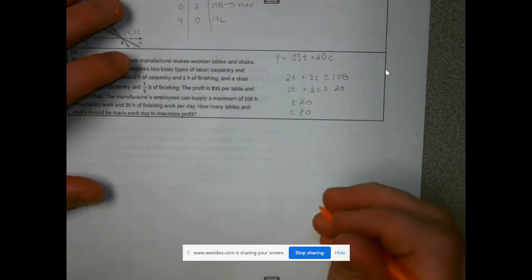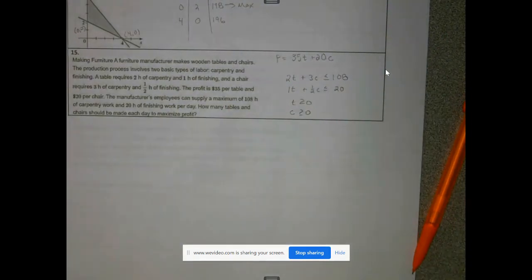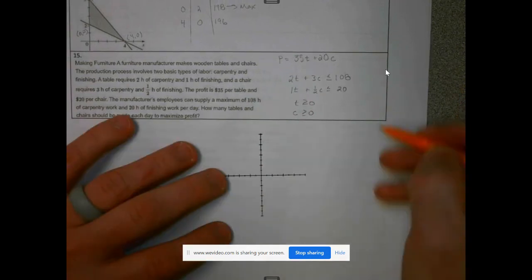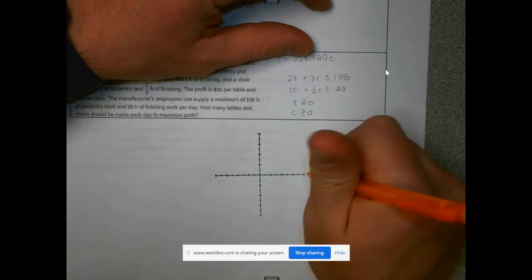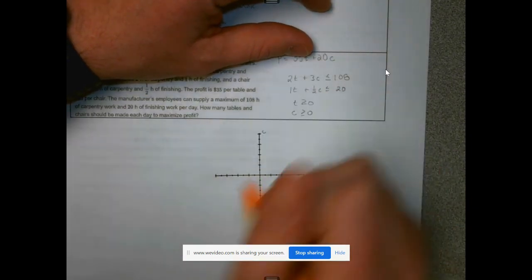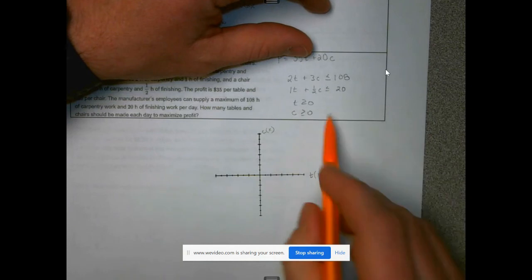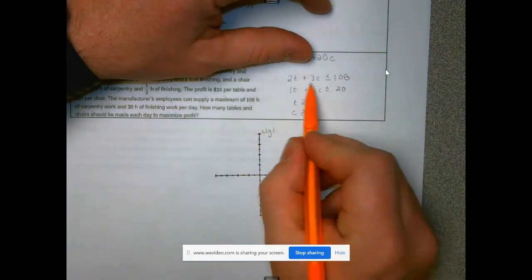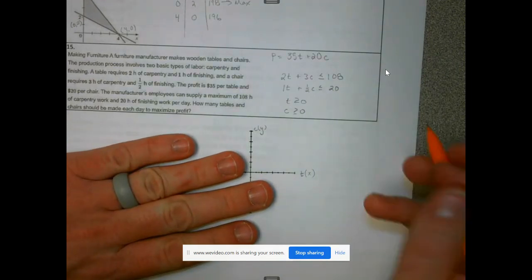Okay, so what we need to do is graph these. Let's say that this is T and this is C. This could also be your X and your Y. If you want to change all of these to X's and Y's, you can, but we will be in the first quadrant here.